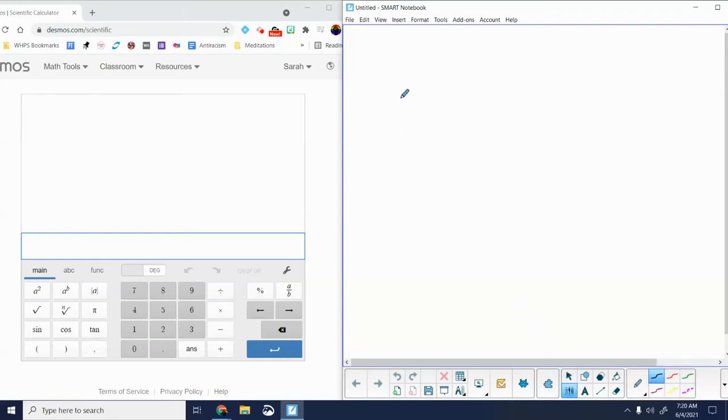All right, let's talk about substitution method for linear quadratic systems. So I have y equals x squared plus 3x minus 5 and y equals x plus 3. The top equation's quadratic because it has the squared. The bottom is linear because it's in slope-intercept form.